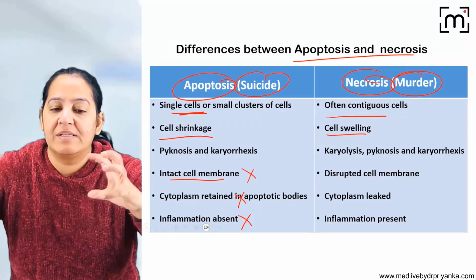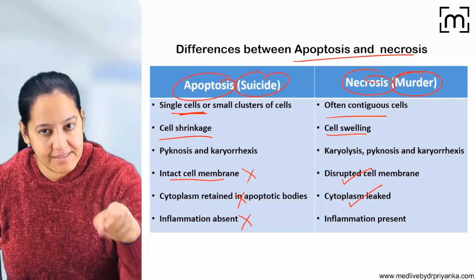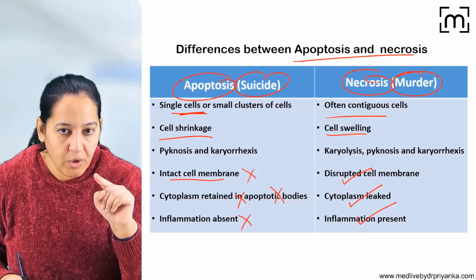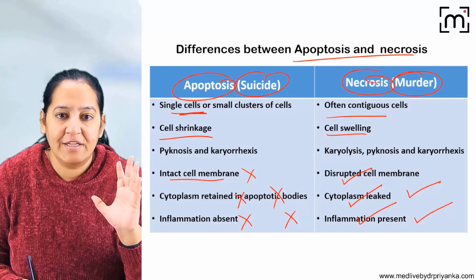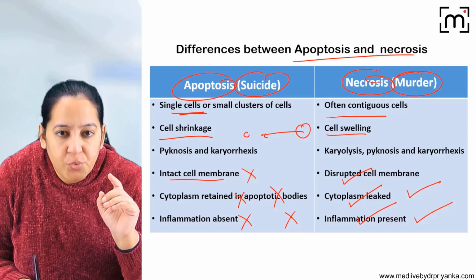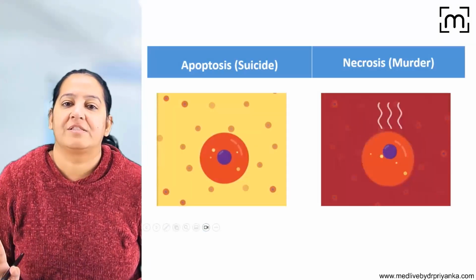In necrosis, the cell will swell, and the cell will burst. Leakage is there, inflammation is there. Here no leakage, no inflammation. Here leakage is present, inflammation is present. Here this is a normal cell. Here it shrinks and here it swells. Once it swells, it will rupture. So these are the differences between them.